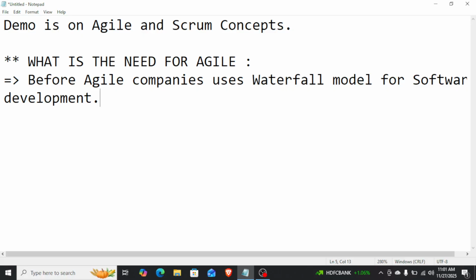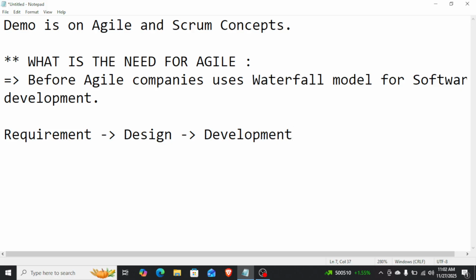Earlier, companies used the waterfall model, and the waterfall model works as below. First, it gets the requirements. Then design, then development, then testing, and last deployment.